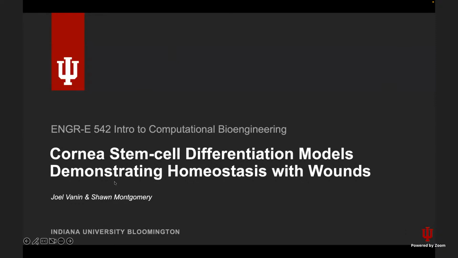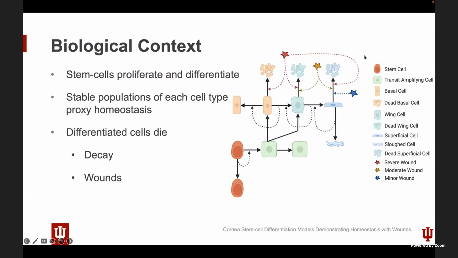Thanks, Joel. All right, so Joel and I are planning on doing this cornea stem cell differentiation model, trying to demonstrate homeostasis with the introduction of wounds. Just to provide a little biological context, I know Joel's already presented on this a little bit and has created these nice pictures here, but stem cells proliferate and differentiate. We're going to try to capture that in our models, where it's population dynamic models that we're working with.